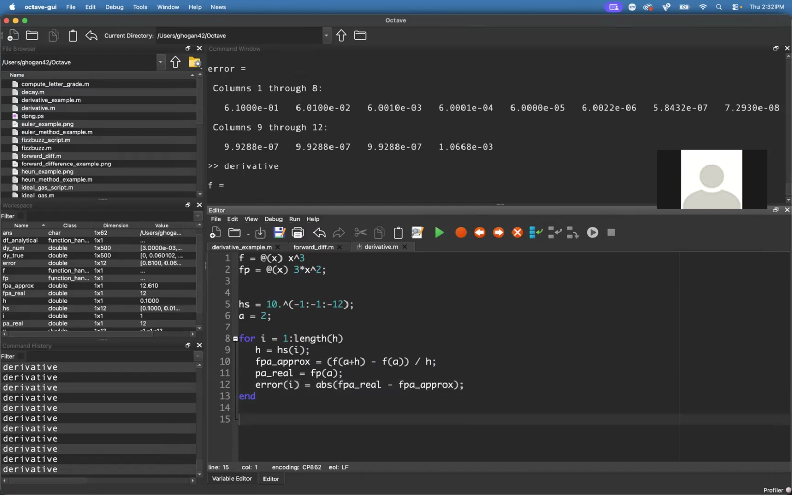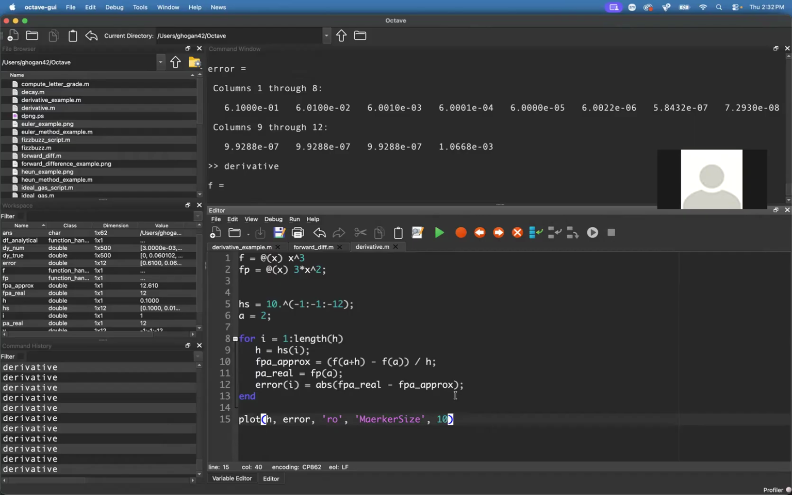And let's try to plot this result. So if I try to plot the h values and the error values, we should be able to do that. I'll plot it with, let's just say, red circles. And let's also do marker size, and let's make it 10.